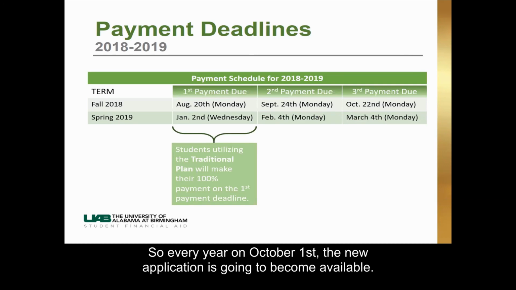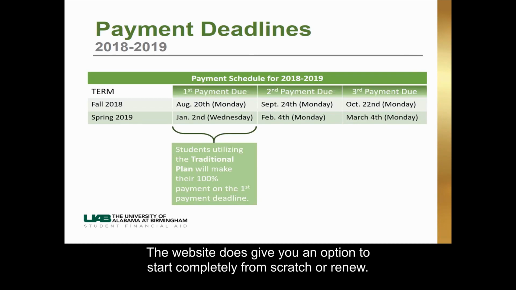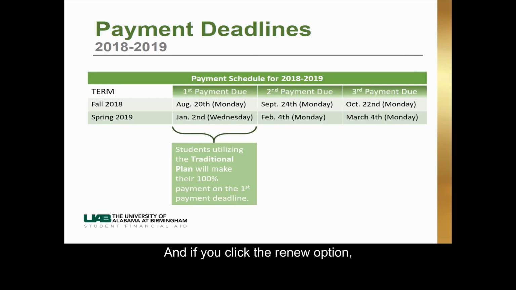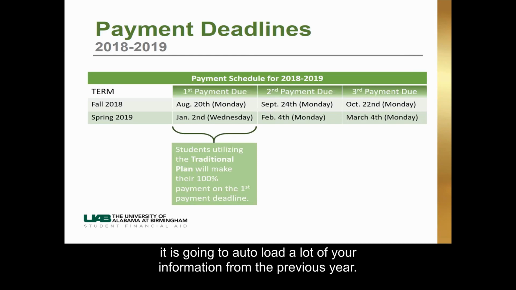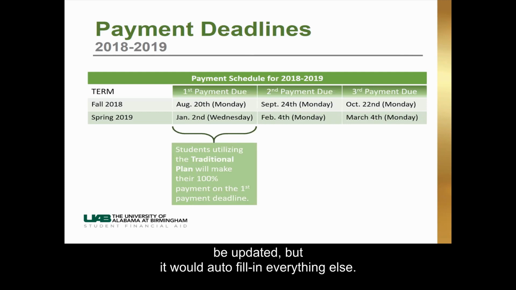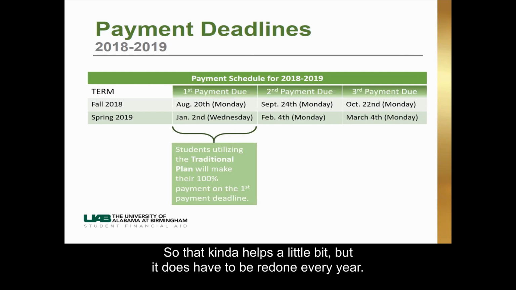So every year on October 1st, the new application is going to become available. The website does give you an option to start completely from scratch or renew. If you click the renew option, it is going to auto load a lot of your information from the previous year, pretty much everything except the financial information that will have to be updated, but it would auto fill in everything else. So that kind of helps a little bit, but it does have to be redone every year.